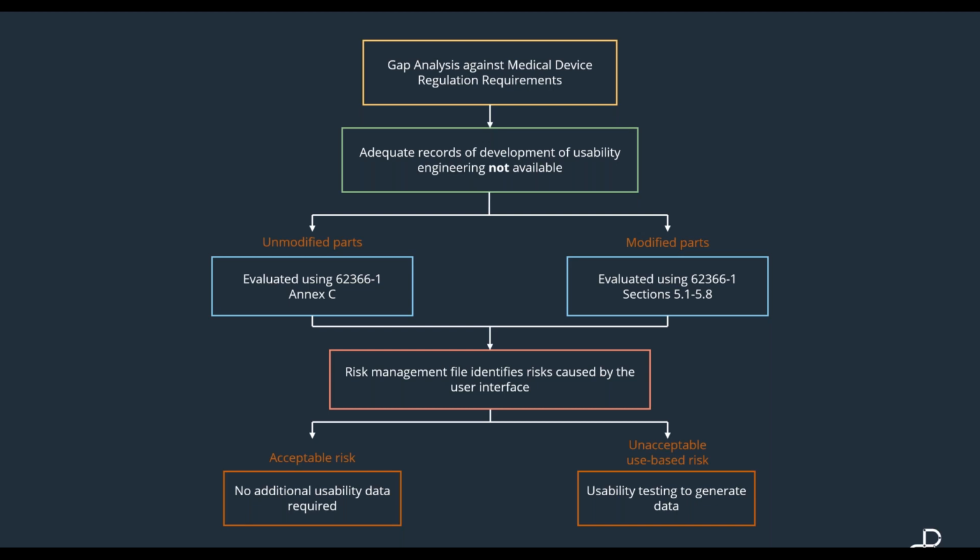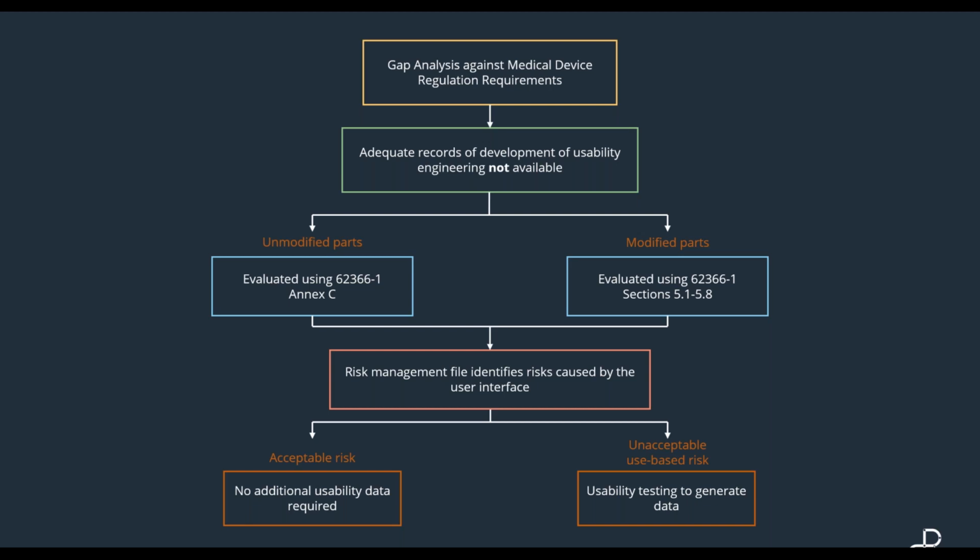So you'll be doing that anyway as part of your 62366 assessment and this non-harmonization of the standard against the regulation. And one of the questions that we'll be looking for are there any adequate records of the development of the usability engineering performed? And actually, in this particular instance, let's say that there aren't, because it was done before usability was a thing. Say you have a device that was developed around about 2000. If you haven't changed anything, or so your unmodified parts, you'll look at those parts using 62366 Part 1 Annex C.